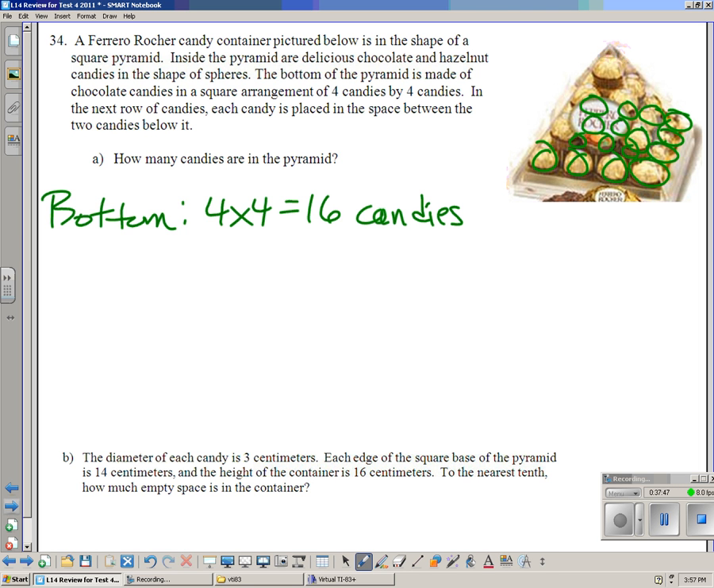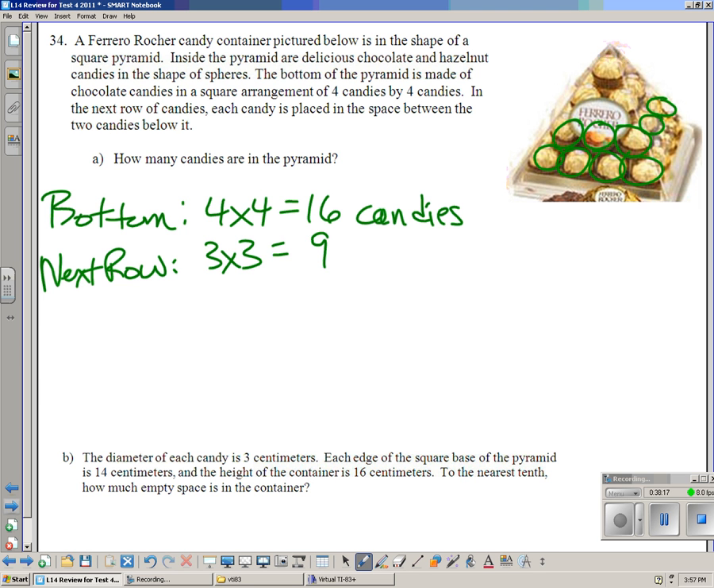Now, what happens in the next row is the following. There's space between 2 candies. So if you took a look, you get a candy here, and then you get a candy there, and you get a candy there. So you get 3 candies instead of 4, and then going sideways, you get 3 candies. So the next row, you get 3 times 3 candies, which is 9.